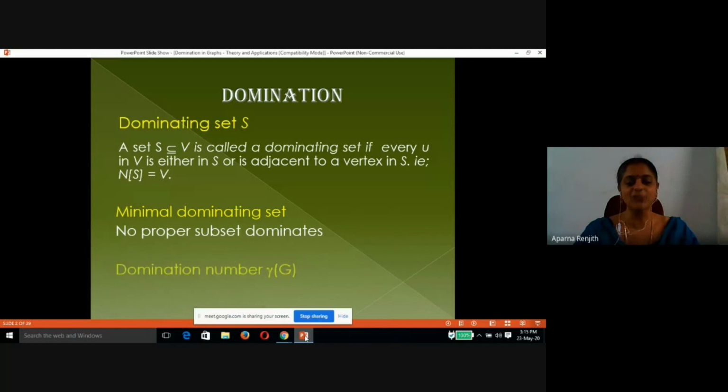And the domination number, denoted by gamma of G, is the minimum cardinality of a dominating set in a given graph G. So let me show you some examples.